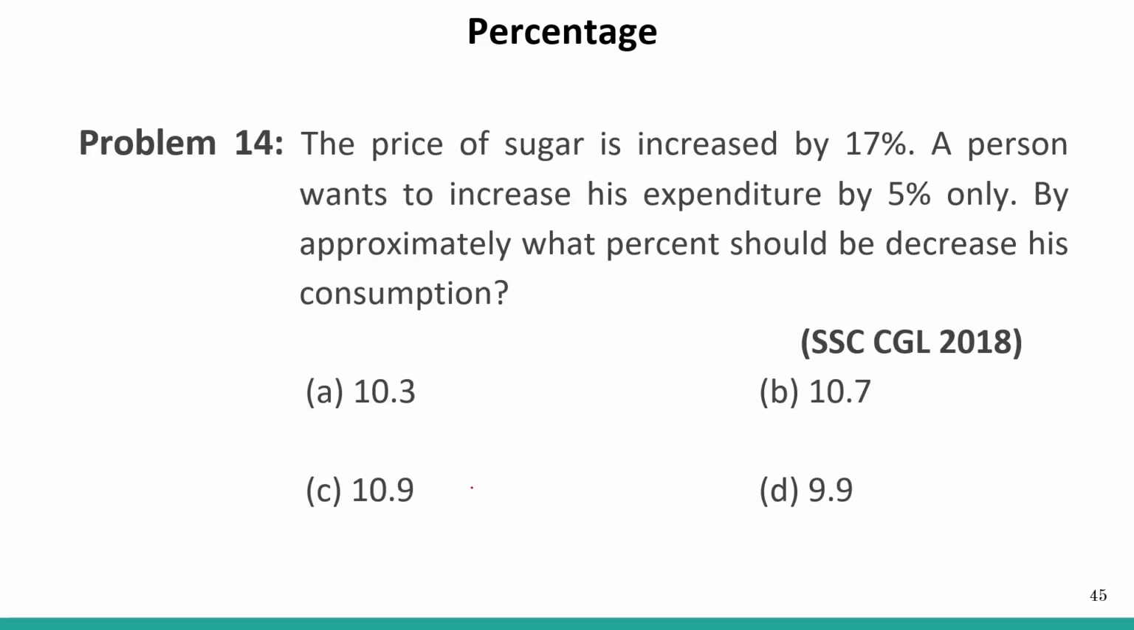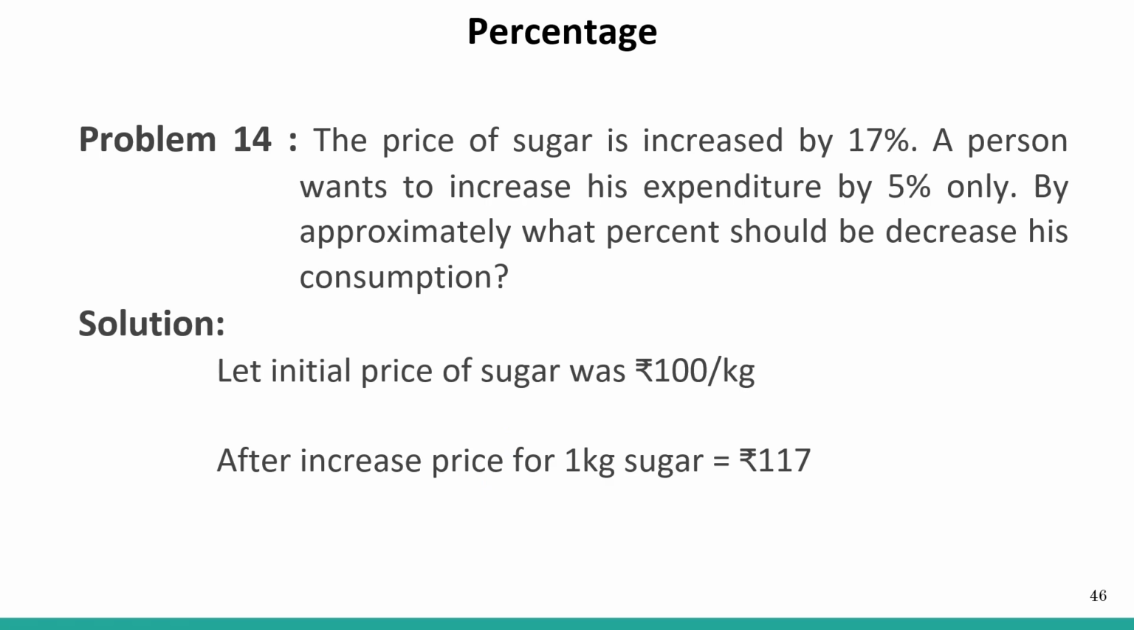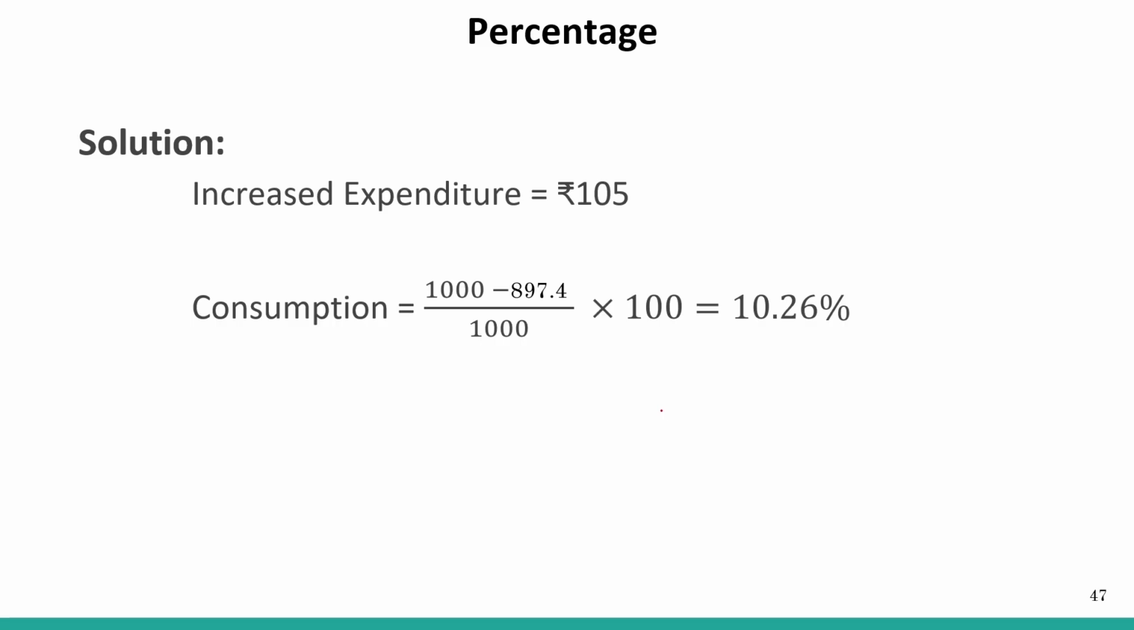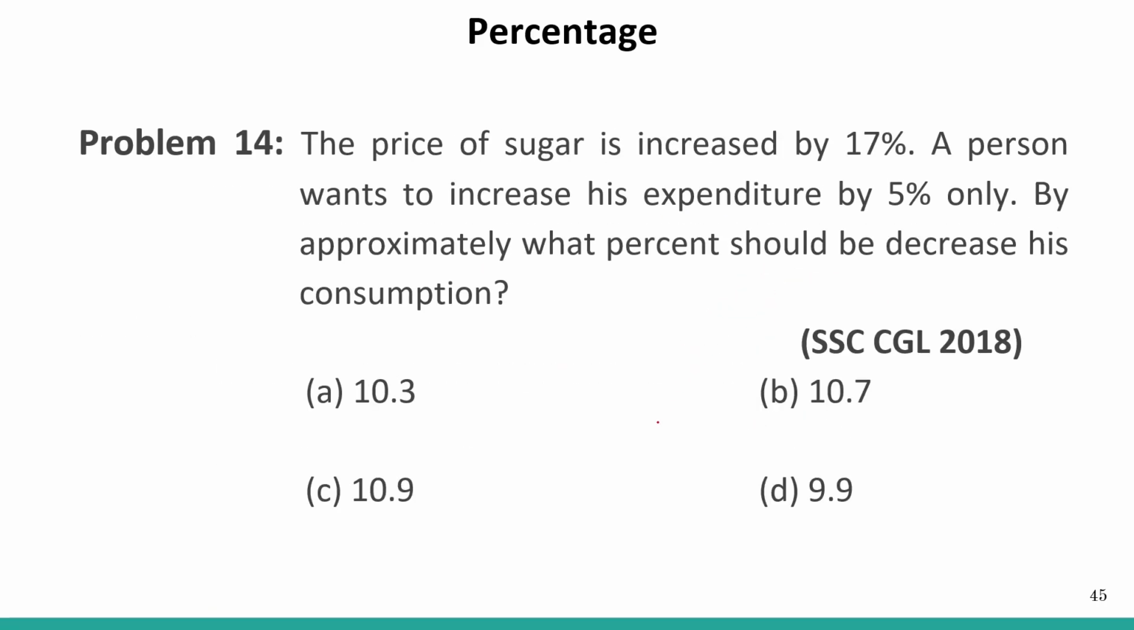Let's see problem number 14. The price of sugar is increased by 17%. A person wants to increase his expenditure by 5% only. By approximately what percent should he decrease his consumption? The price of sugar is increased by 17%. So let the initial price be 100 and the increased price will be 117 because there was a 17% hike. The increased expenditure is 105. So consumption will be 1000 into 105 by 117, which is 897.4. Then (1000 minus 897.4) whole by 1000 into 100, because we want it in percentage. So 10.26%. This will be the correct answer.